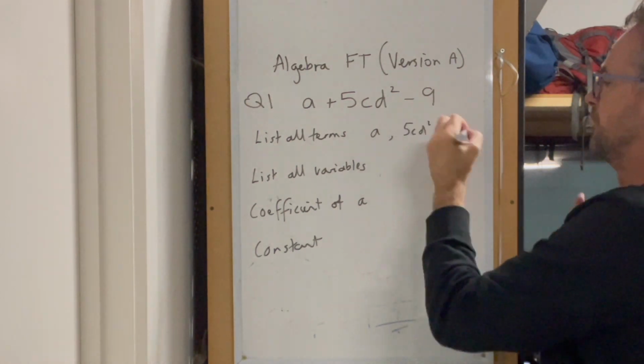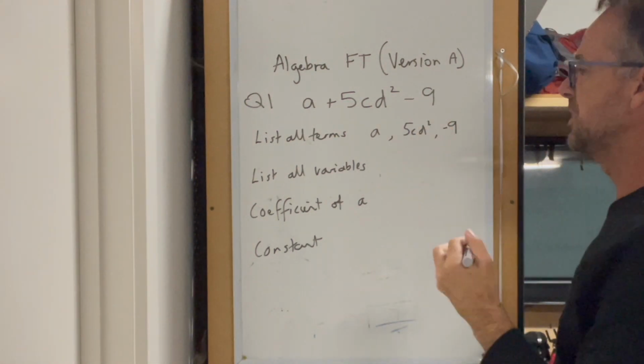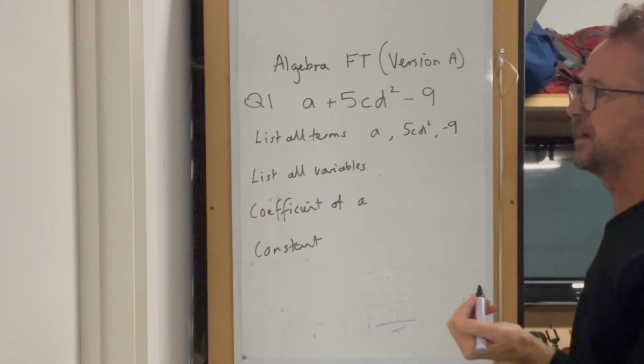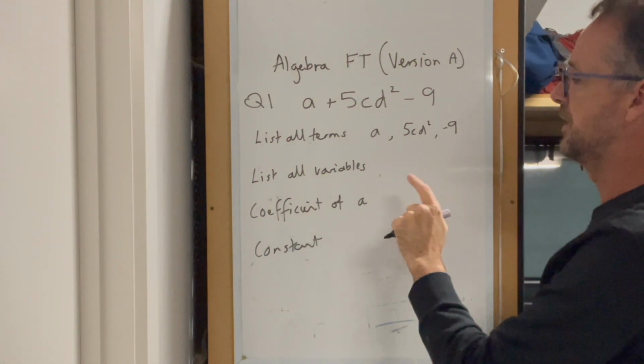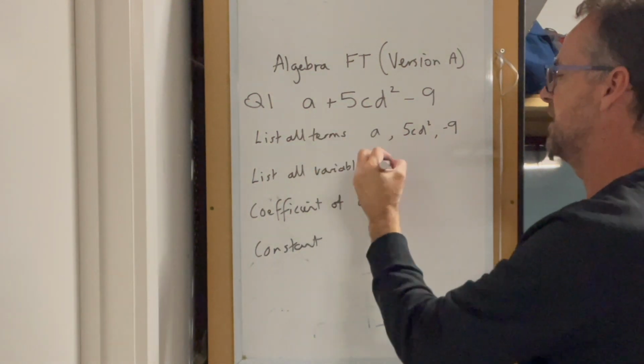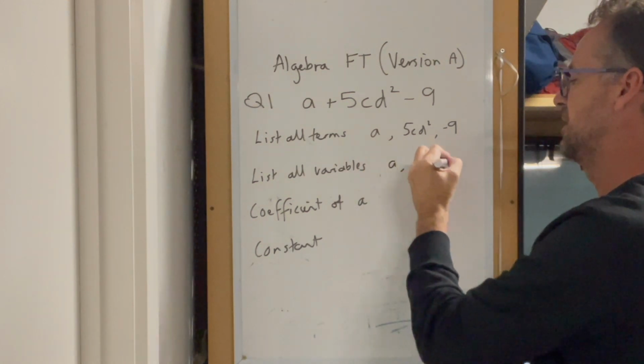Well, negative 9. We want to list all the variables. So the variables are all of these letters that we see here. So we have A, C, and D.